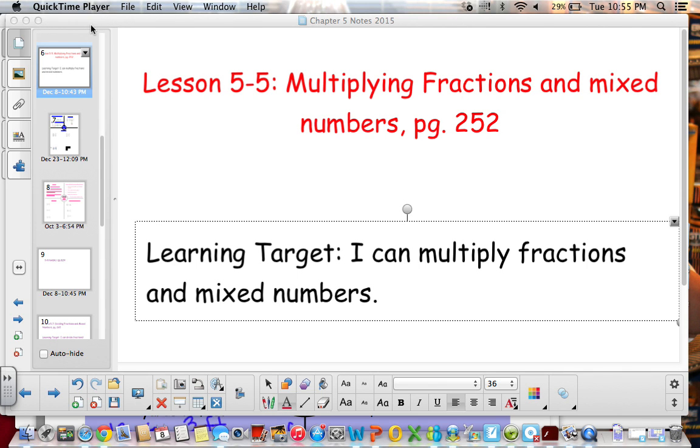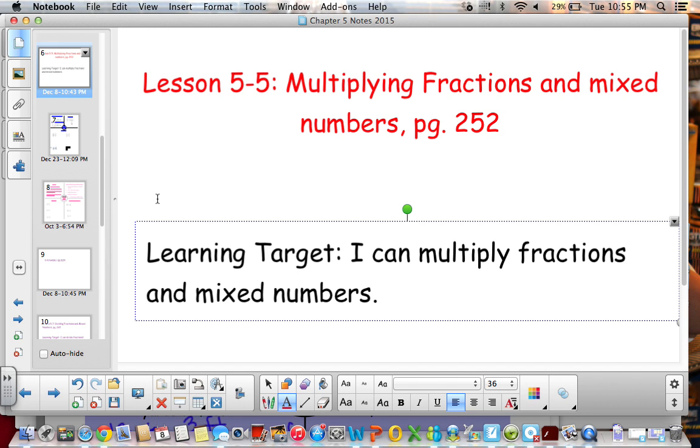Hi, 6th graders. We're on lesson 5.5, which is multiplying fractions and mixed numbers, and it starts on page 252 in your textbook. So please write this at the top of your next sheet in your notebook, on the very top part of the page, nice and neatly labeled. Our learning target is multiplying fractions and mixed numbers.